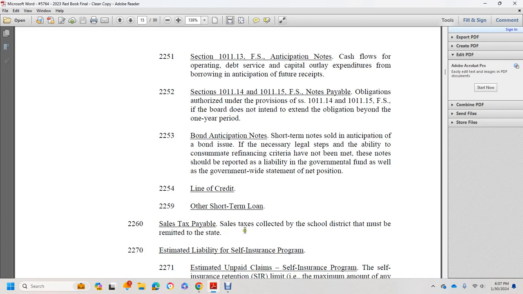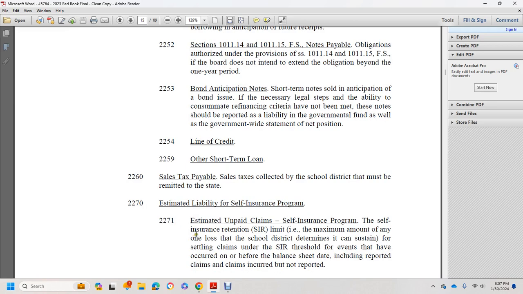2260, sales tax payable, the sales tax collected for the school district that must be remitted to the state. 2270, estimated liability self-insurance program. Estimated unplanned claims for the self-insurance program.